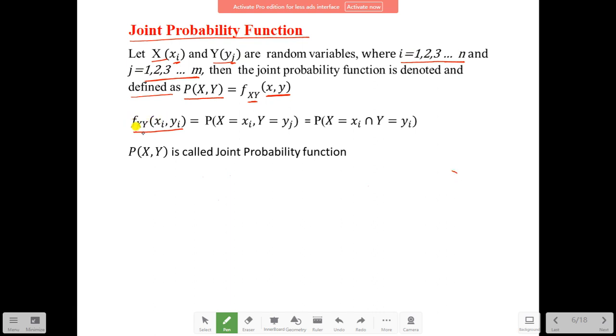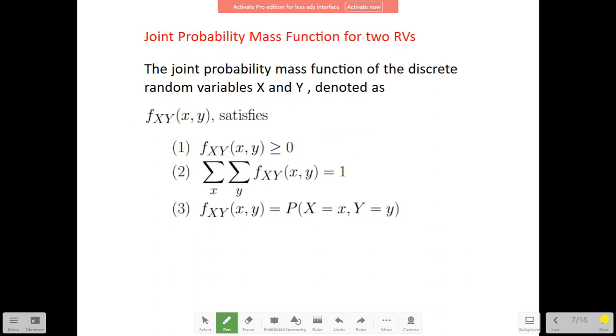So f_XY(x_i, y_j) is equal to the probability of X equal to x_i and Y equal to y_j, which is the probability of X equal to x_i intersection Y equal to y_j. So here p(x,y) is called the joint probability function. The joint probability function has some conditions: the joint probability mass function of the discrete random variables X and Y is denoted by this, and this probability mass function satisfies three conditions.